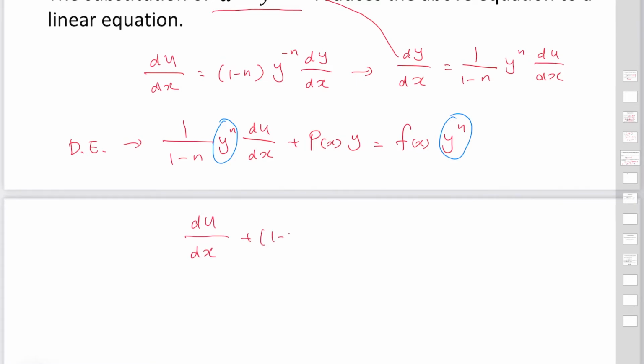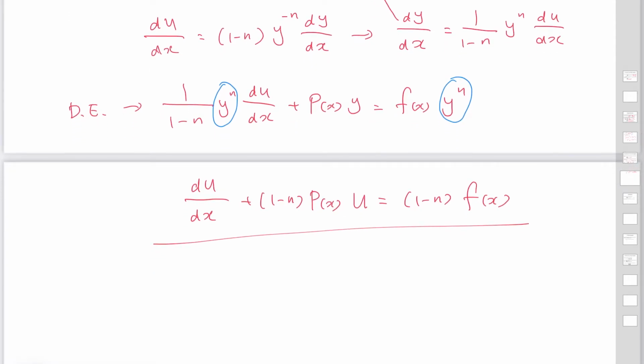plus (1 minus n) p(x) times y to the 1 minus n, which is u, equals (1 minus n) f(x). So we obtained this equation for u.